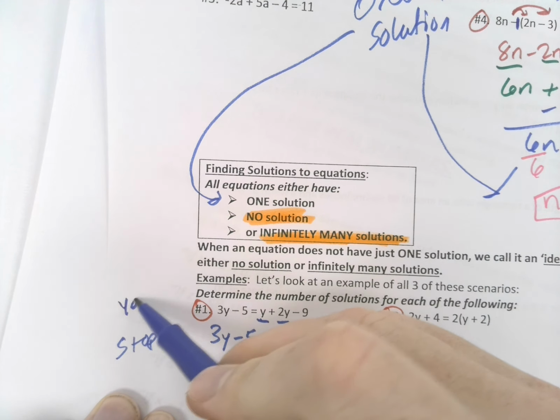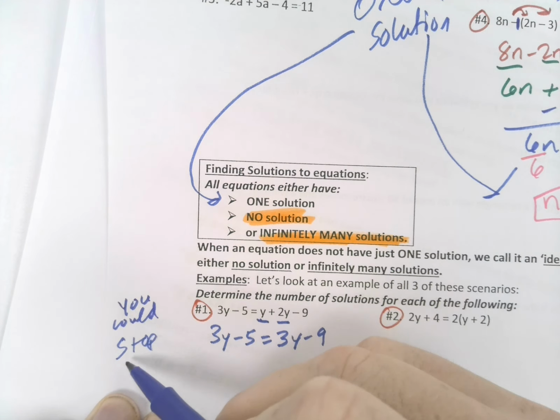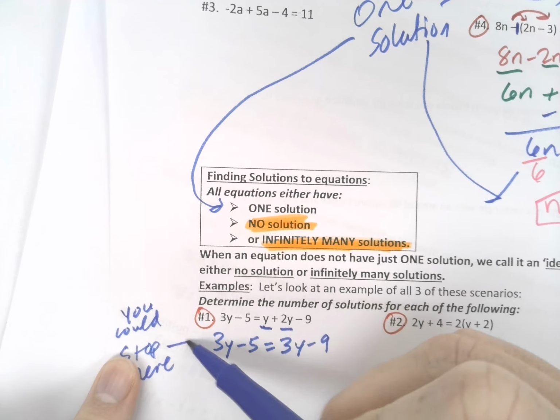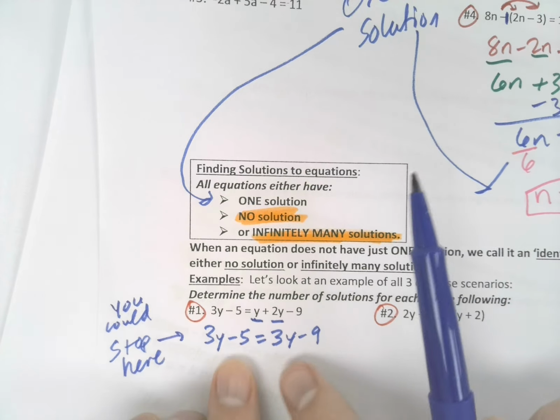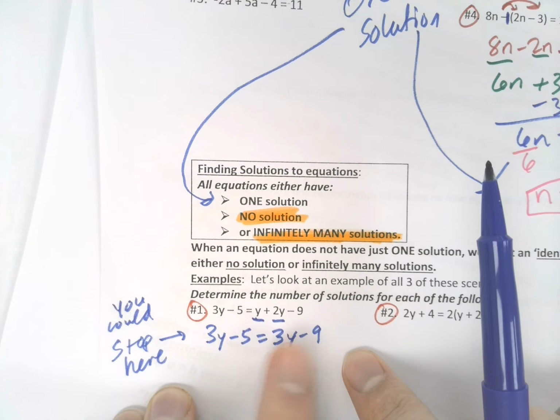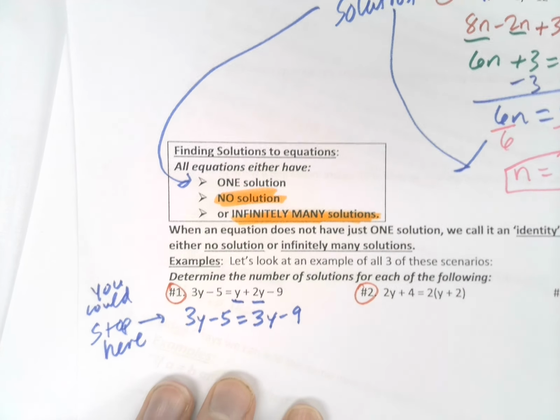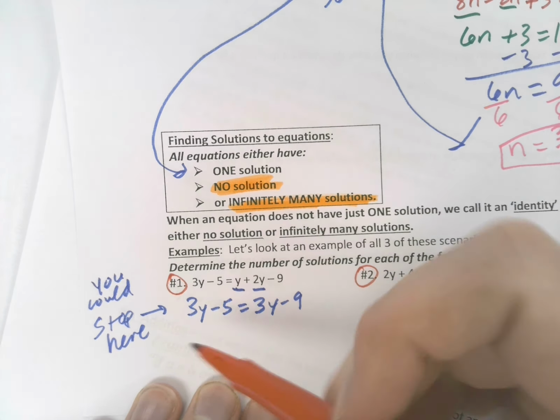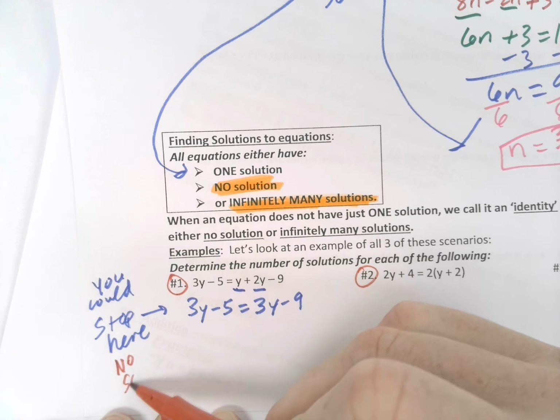So you could stop here. You honestly could say, hey, I see what's about to happen. 3y minus 5 will never equal 3y minus 9. There's no way. So you actually could say right here, this is a no solution.